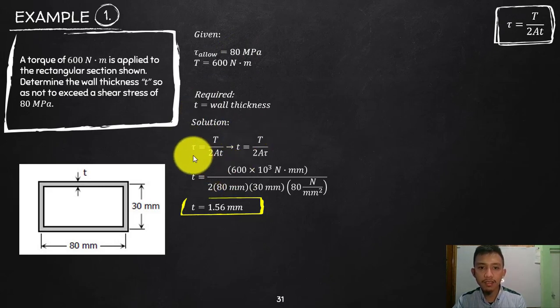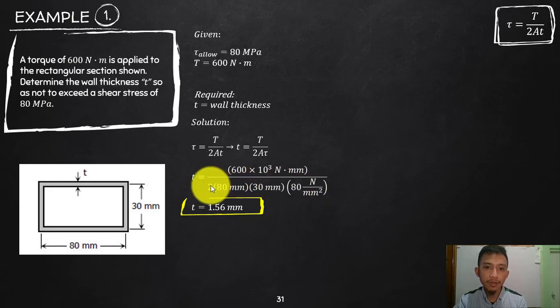So go to the formula. Shearing stress, or tau, is T over 2A t. But what is unknown is your t, the thickness of the plate, so cross multiply. This is your formula. So all I need to do is substitute your T, which is 600 times 10 raised to 3. By the way, I am using megapascal, which is Newton per millimeter squared, so I'd rather convert the Newton meter into Newton millimeter. So multiply the meter by 1000, or 10 raised to 3. We'll make it millimeter, so the entire solution will use millimeter.